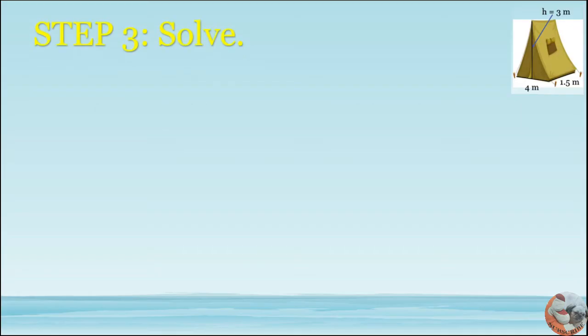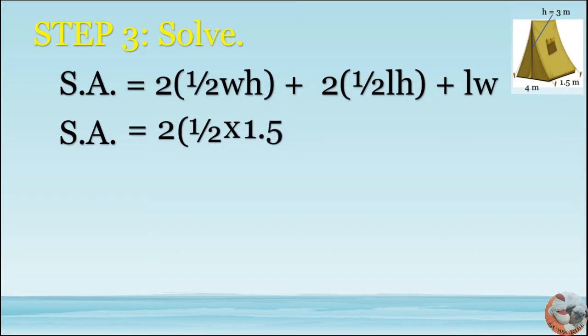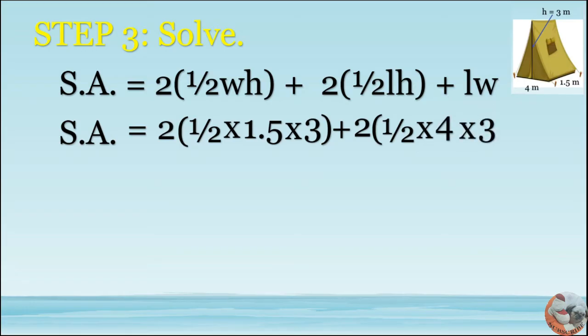Step 3. Solve. SA is equal to 2 times 1/2 WH plus 2 times 1/2 LH plus LW. SA is equal to 2 times 1/2, width is 1.5, times the height, which is 3, plus 2 times 1/2 times the length, which is 4, times the height, which is 3, plus L, which is 4, times W, which is 1.5.